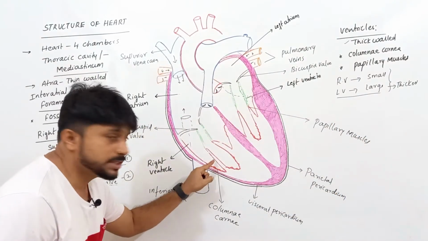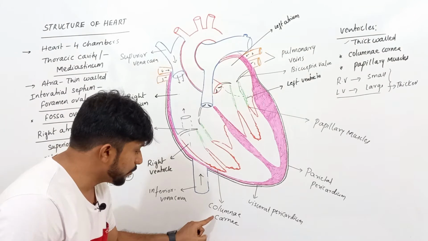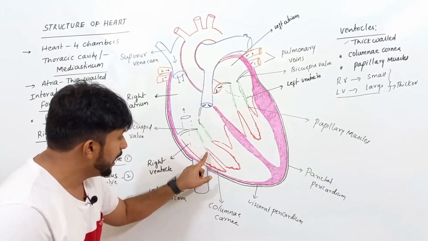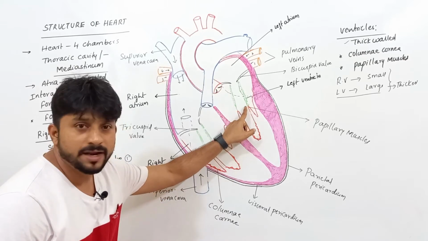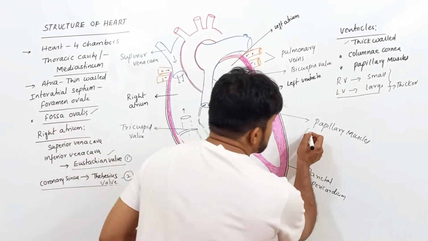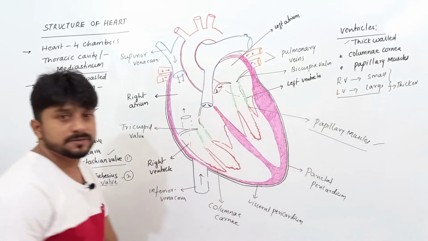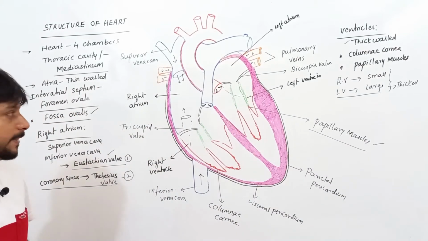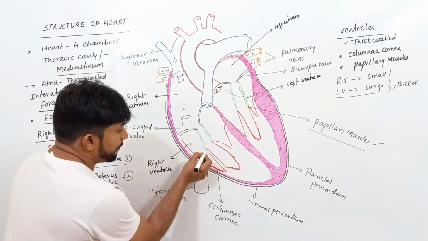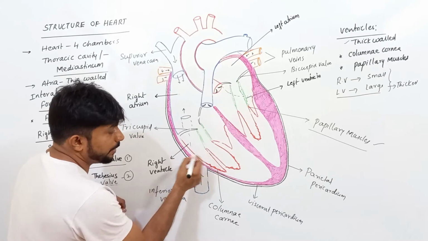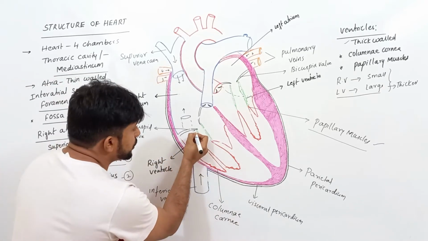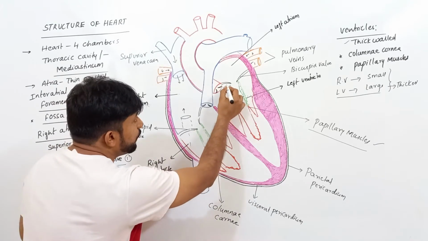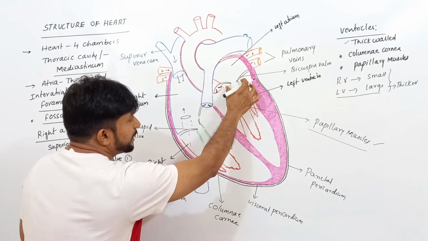The ridges are called columnae carneae, and these ridges further continue and give rise to conical elevations which are known as papillary muscles. Fine. Now, these papillary muscles which are present in the wall of the ventricle are connected to the atrioventricular valves. This is a bicuspid valve.